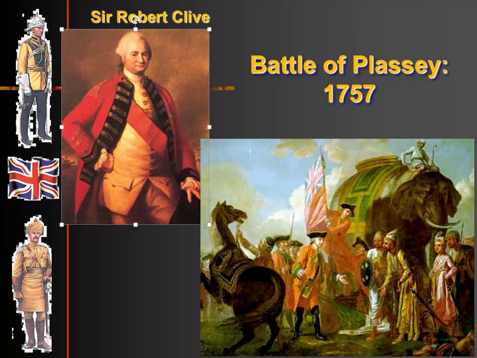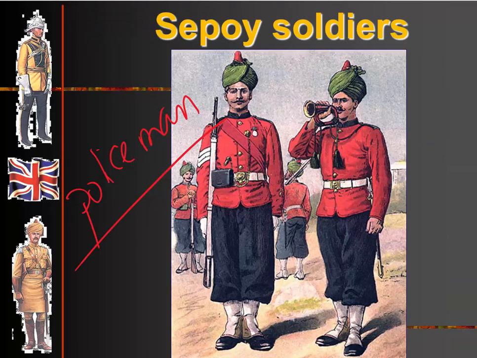Now, the other major issue was, we go back to the sepoys. Why are so many Indians willing to work for the British and fight for the British? One of the reasons is they were very well paid. It was a well-paid position to be a sepoy. Meanwhile, the Nawab's troops were not well paid, and so that was another advantage for Robert Clive.